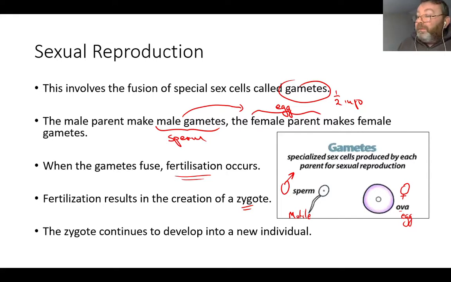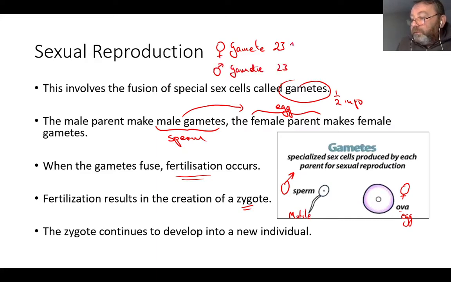So if we were to recap, you've got the female gamete with 23 chromosomes. You have the male gamete with 23 chromosomes. Both of them come together. It's the male one that moves towards the female one to re-establish the 46. And that 46 is called a zygote. Now, the zygote then develops into the new individual. And the moment that they come together is called fertilization.